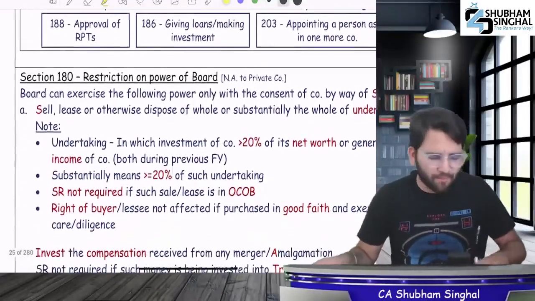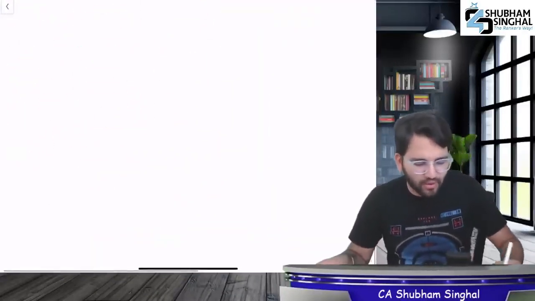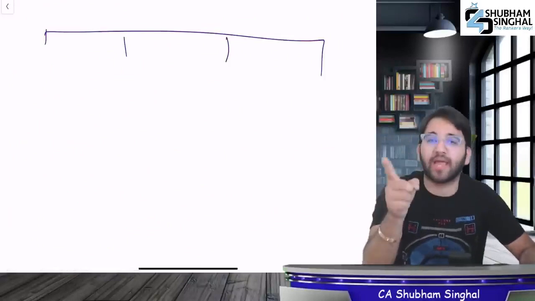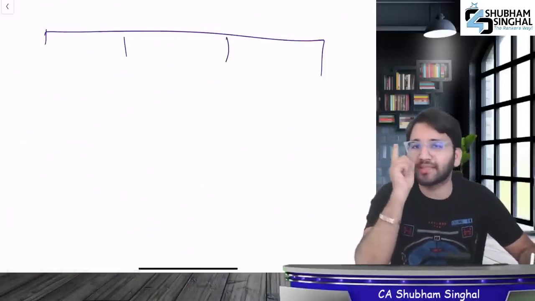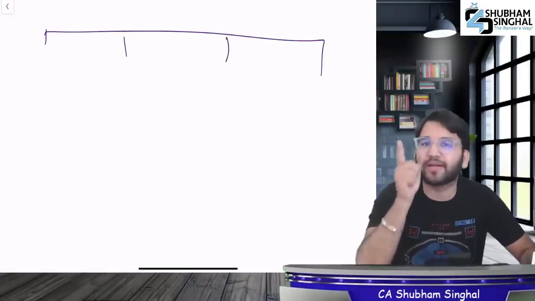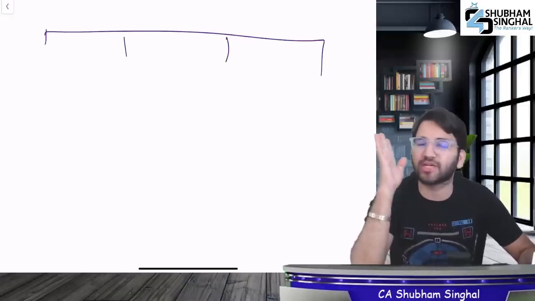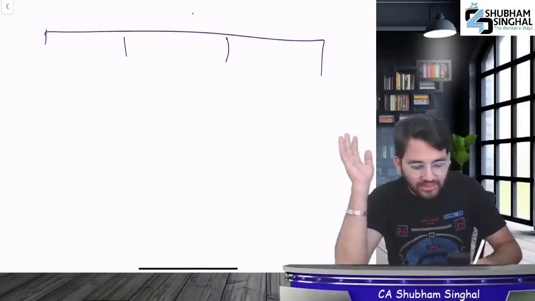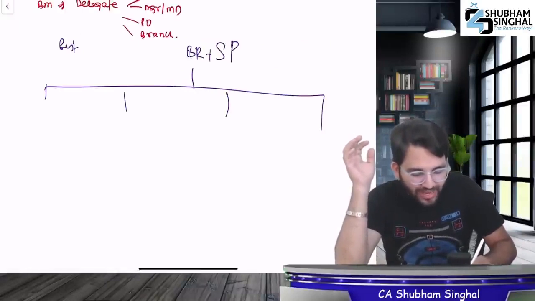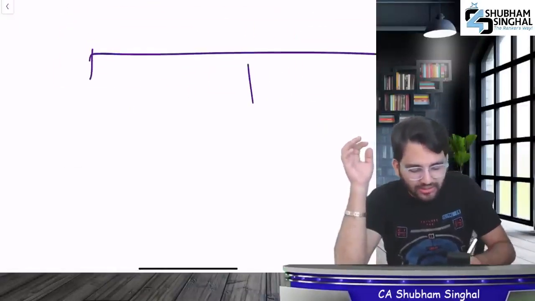Section 180 is very important and I am explaining it in the form of a summary. What does section 180 state? You have to keep in mind that it is revision. Here, we are revising 10 hours of content in 1 hour. The content will be fully detailed, but there won't be any repetition, so I need your full attention. I mentioned that there are 4 things: restriction on power of the board, meaning a board resolution is required and an SR also needs to be passed. What are those 4 things?